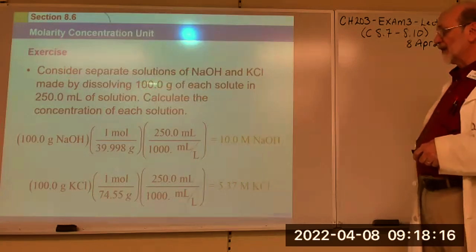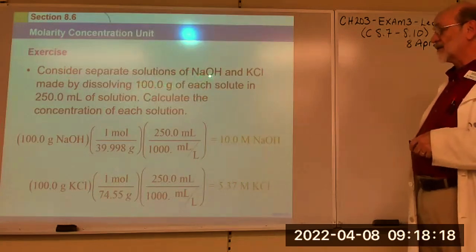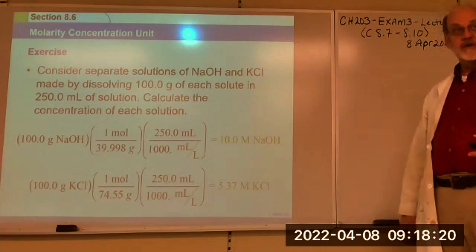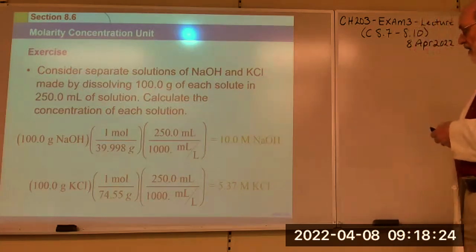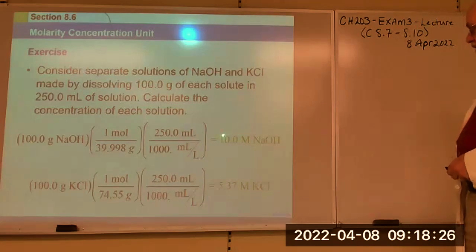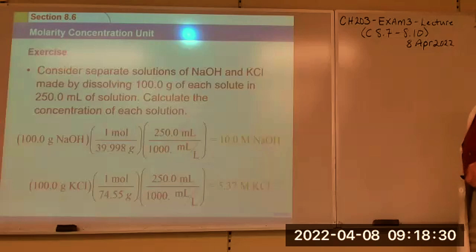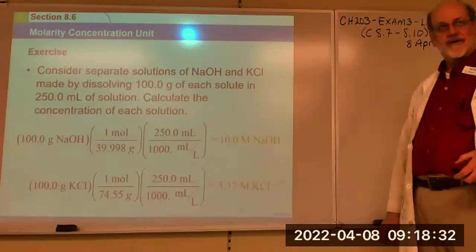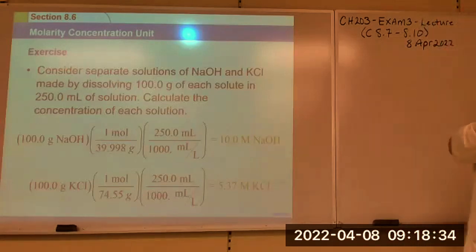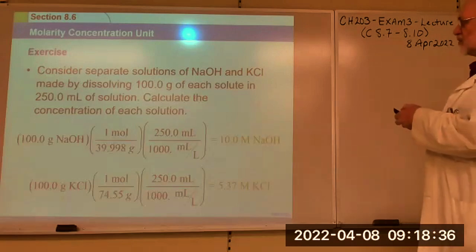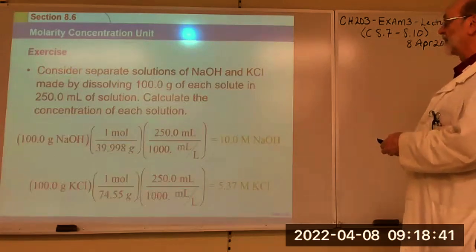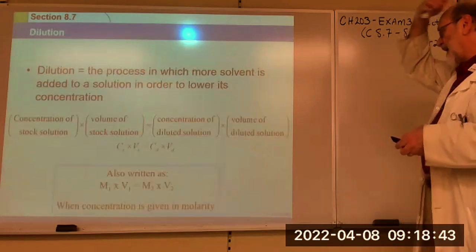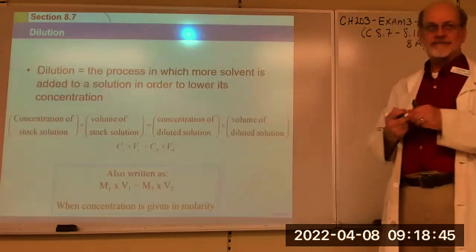molarity is based upon moles per liter. So 100 grams of sodium hydroxide is a different number of moles than 100 grams of potassium chloride. So you're going to end up with different values for your concentrations. Right? And I made the correction here, so the math is right now. Okay, now we can get into 8.7 that I slid into a little bit last time. But we'll back up and take another run at it.